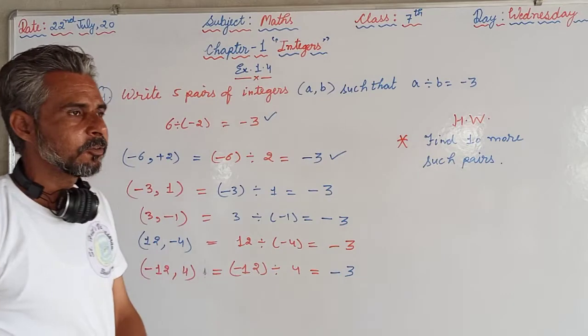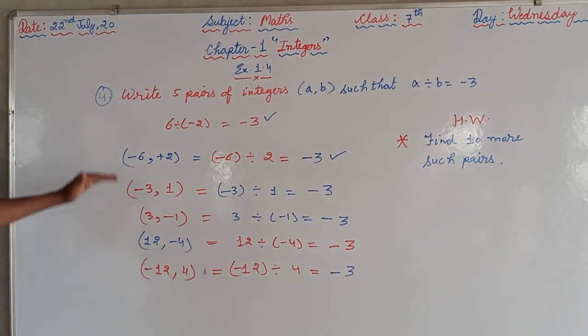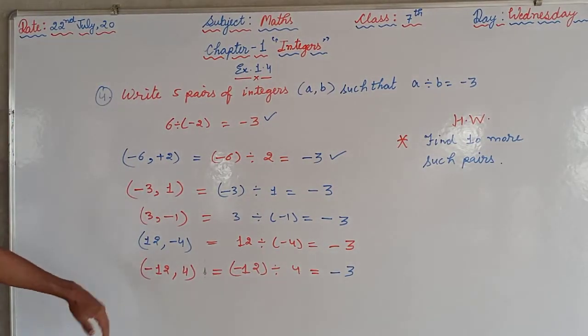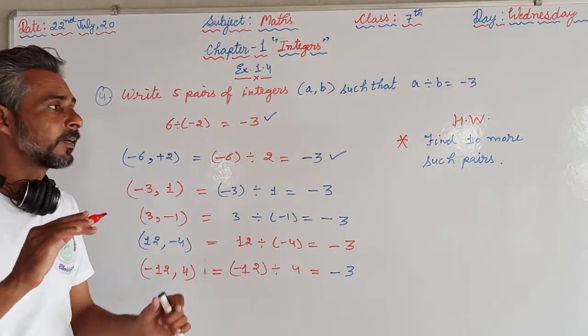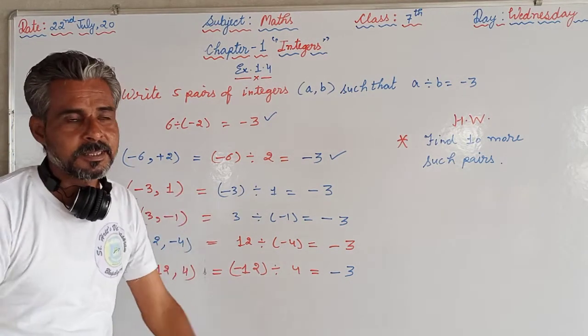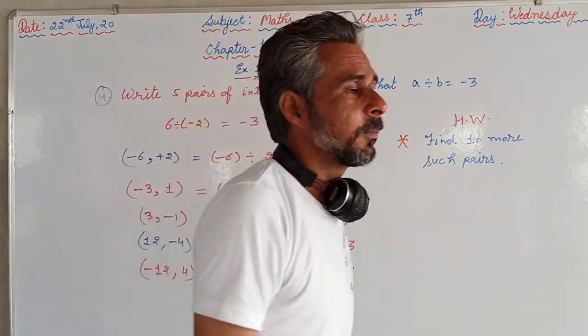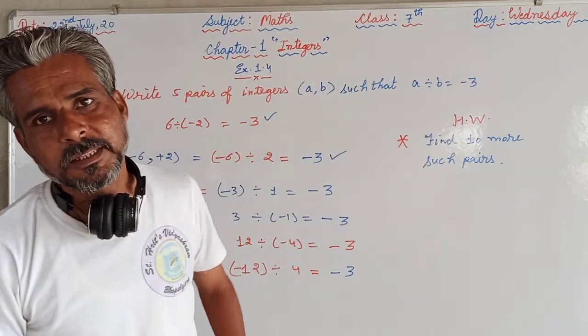In the question we have to find 5, and we have found them here: 1, 2, 3, 4, 5. So now what you have to do is find 10 more such pairs in which when A is divided by B, we will get the answer minus 3.